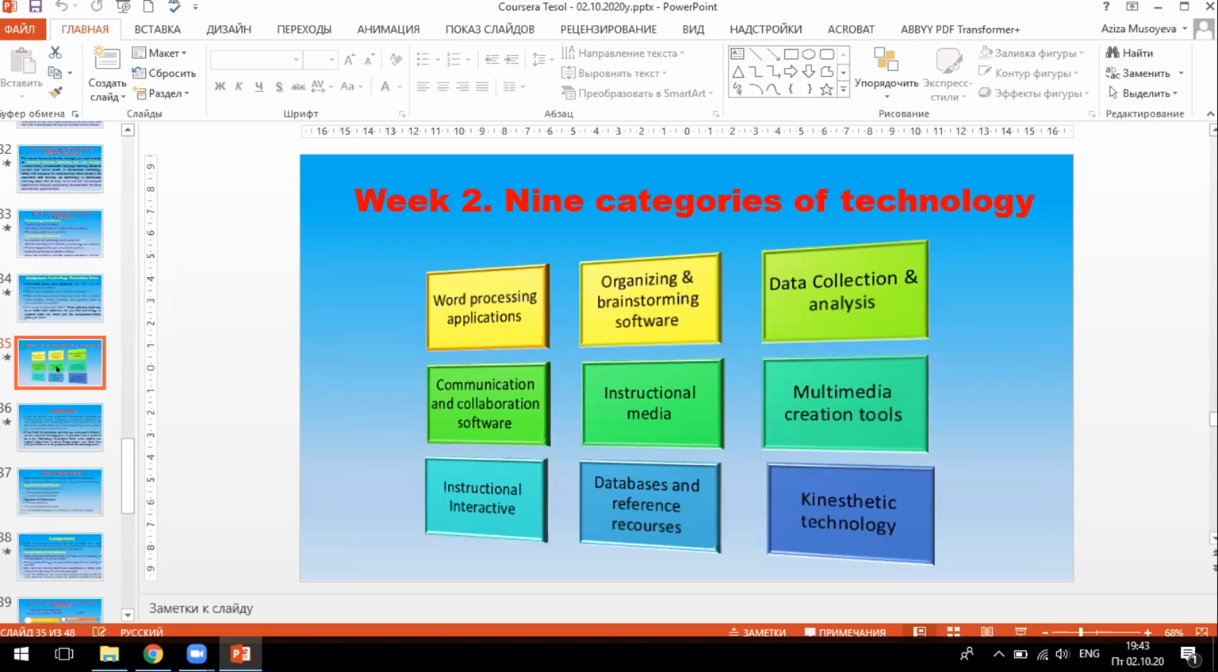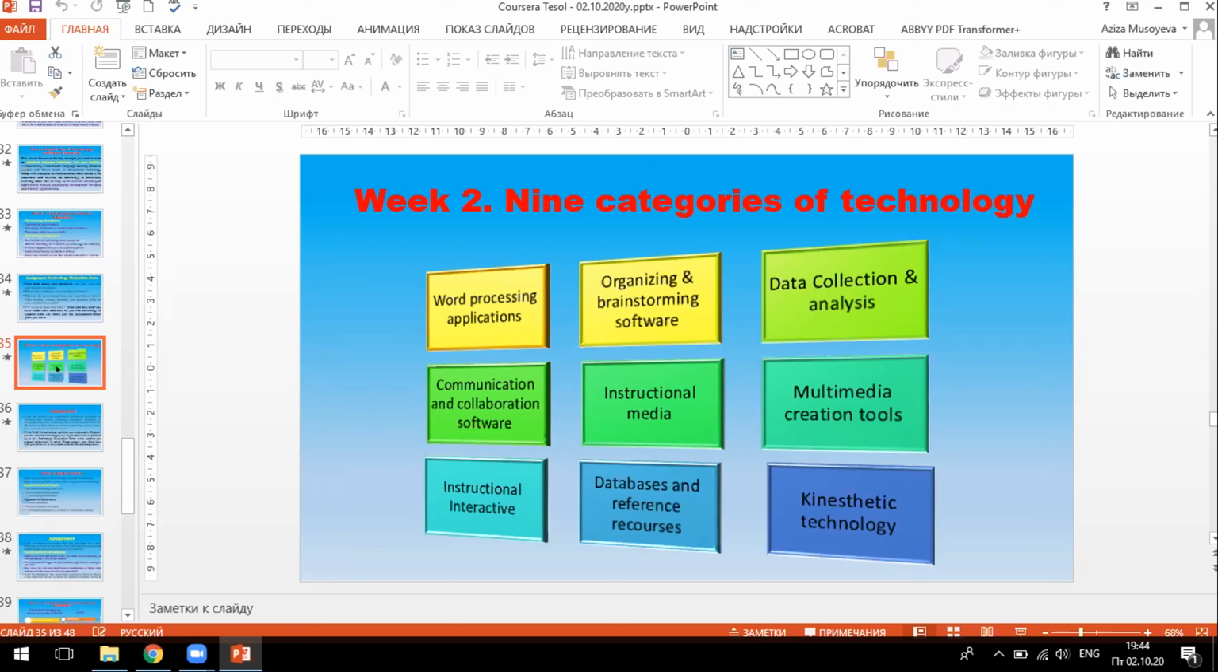And the second one is organizing and brainstorming software. For example, technologies that organize clusters, brainstorms, Venn diagrams, visual supports, and others, such as Web Inspiration, Smart Tools, and others. They gave this as an example. And the third one is data collection and analysis, for example, polleverywhere.com or classroom clickers. They can help you to collect the data that you want.